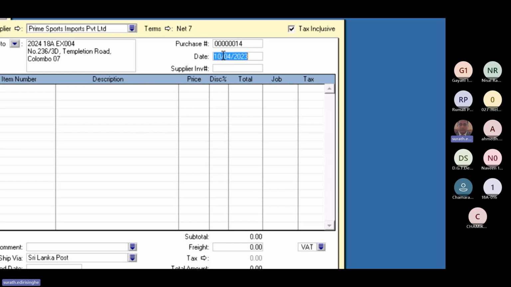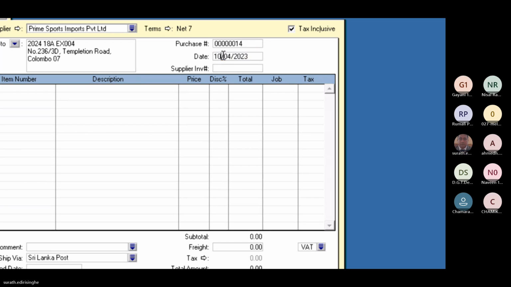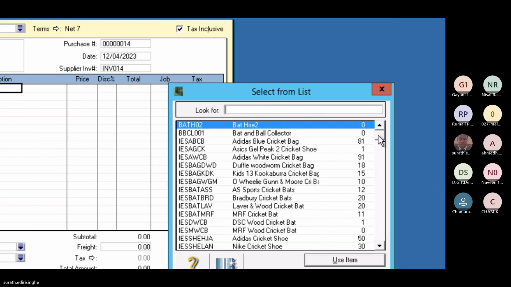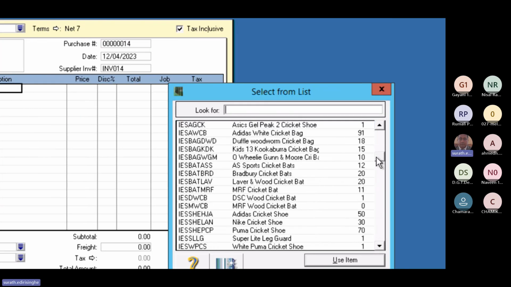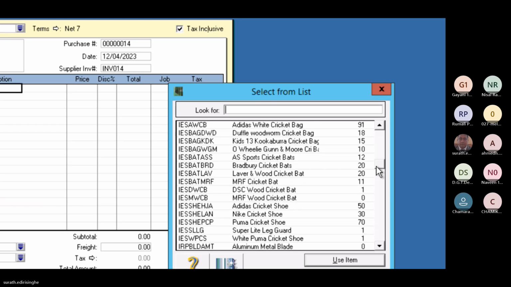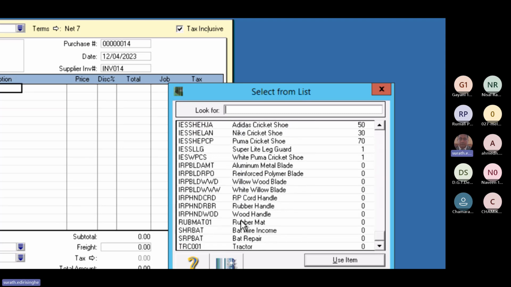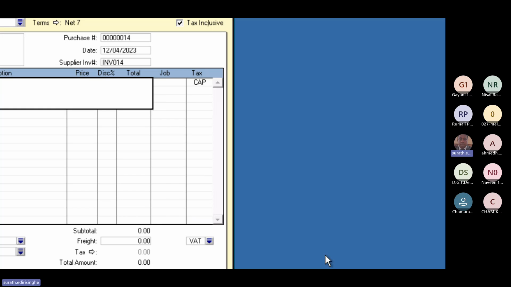Date of purchase. 12, no? Then the invoice number INV 040. 10 quantity of rubber mat. Search your inventory item. Rubber mat. Zero quantity. Add this item.